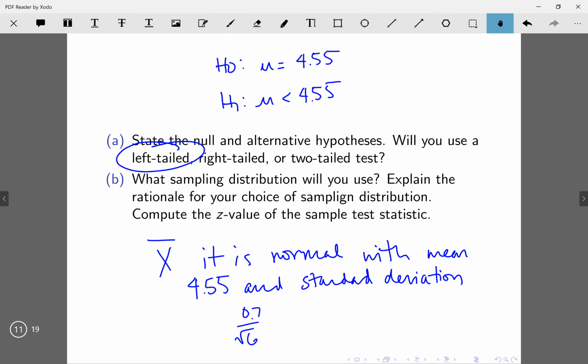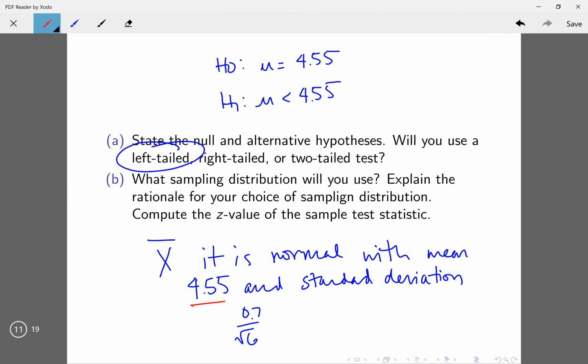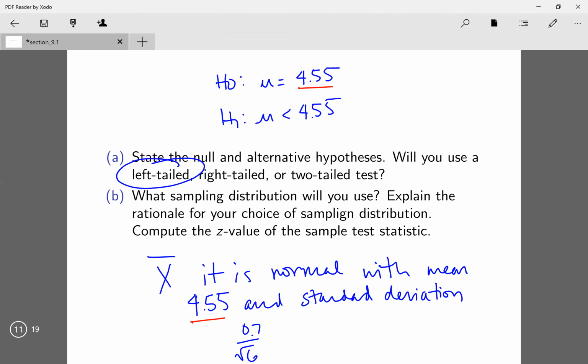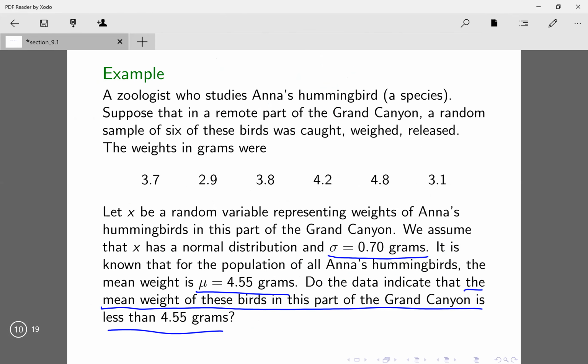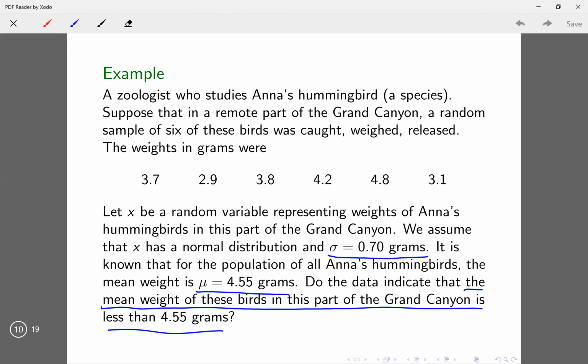Okay, so it begs the question, where is this coming from? Well, when you are looking at your test statistic, you always use the value coming from the null hypothesis. And if we go back to the previous slide, we saw that the population standard deviation was 0.7 grams. And that's where we got our standard deviation from.